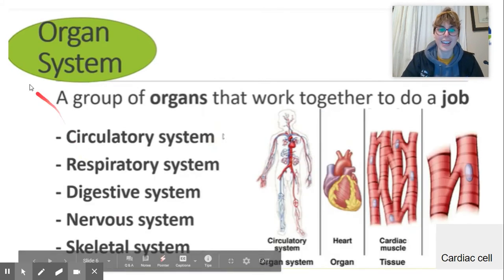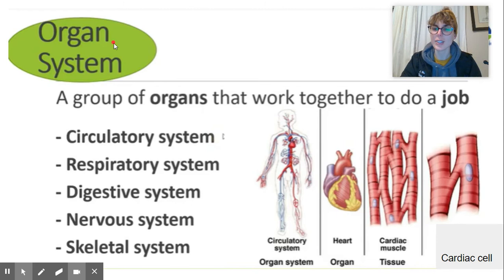So, an organ system is the place in which organs work together to do a common job. A group of organs that work together to do a job, we consider this an organ system. Some examples of organ systems in the body that we'll further explore in our class are the circulatory system, or the system of blood vessels and arteries that help circulate blood around the body, delivering oxygen to all the different components and regions of our body.